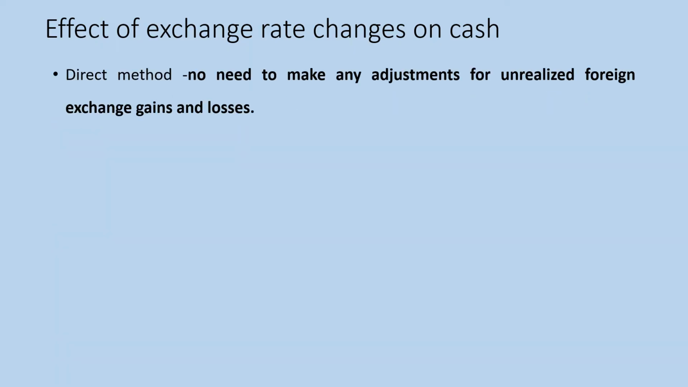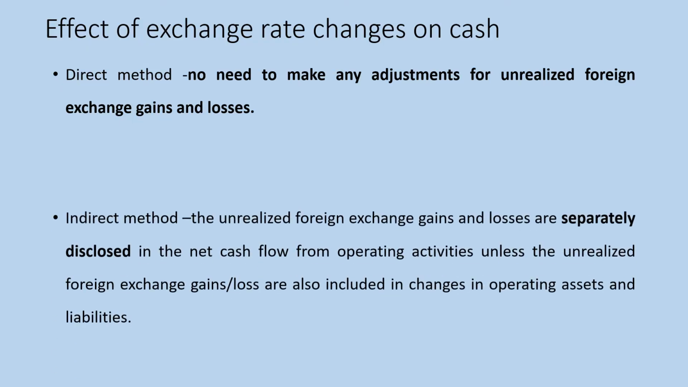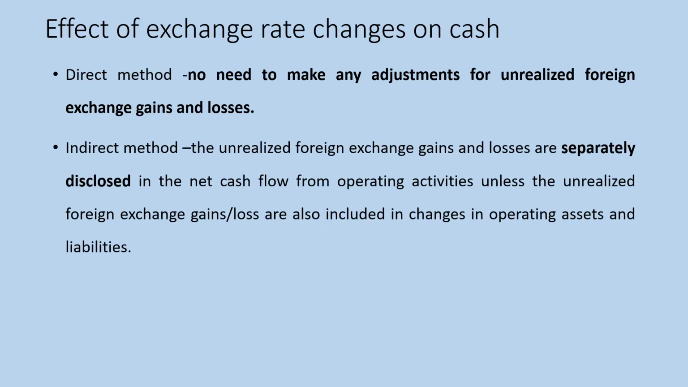Let's see the effect of exchange rate changes on cash flow. First, in the direct method, there is no need to make any adjustments for unrealized foreign exchange gains and losses. However, in the indirect method, the unrealized foreign exchange gains and losses are separately disclosed in the net cash flow from operating activities, unless the unrealized foreign exchange gains and losses are also included in the changes in operating assets and liabilities.